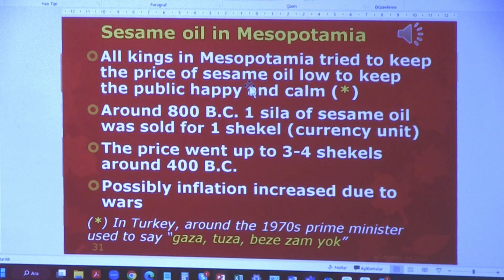As I mentioned before, all the kings tried to keep the price of sesame low because, as I said, it was one of the essential materials that everyone needed, everyone used. If you look at the bottom of the slide, I mentioned the prime minister around the 70s. They used to say, Gaza, Tuza, Beze, Zam yok. We will not increase the prices of gas. When they say gas, it's not natural gas. In those days, the people used to use gasoline.